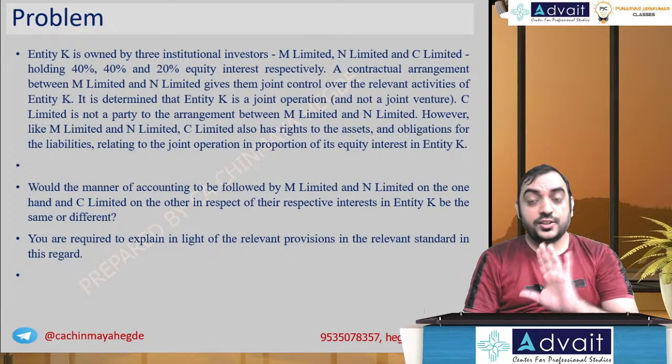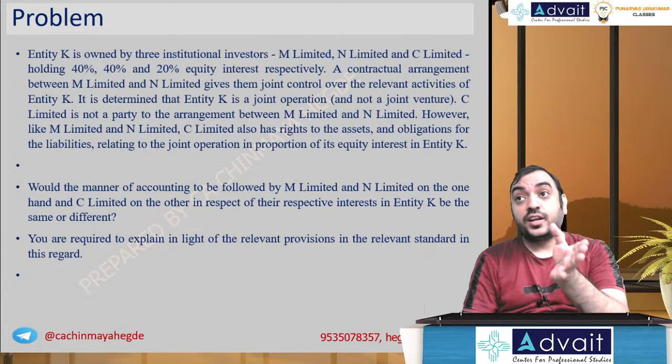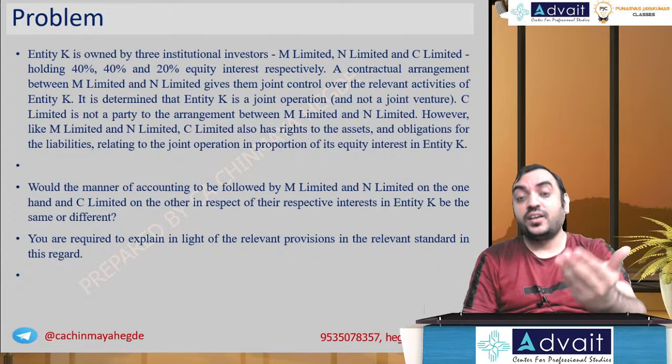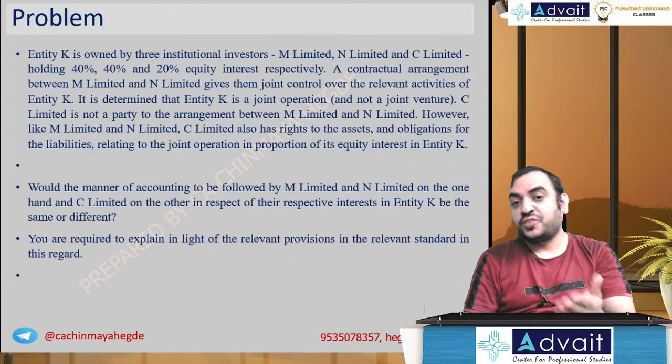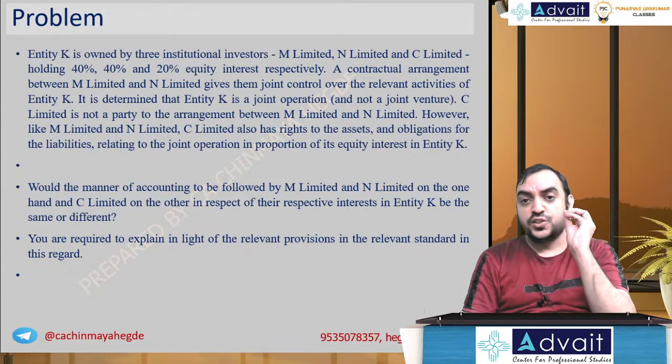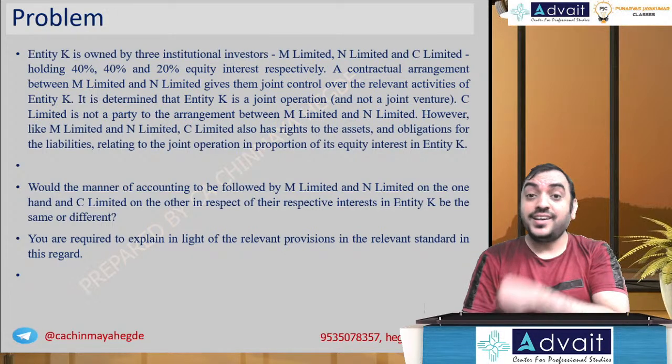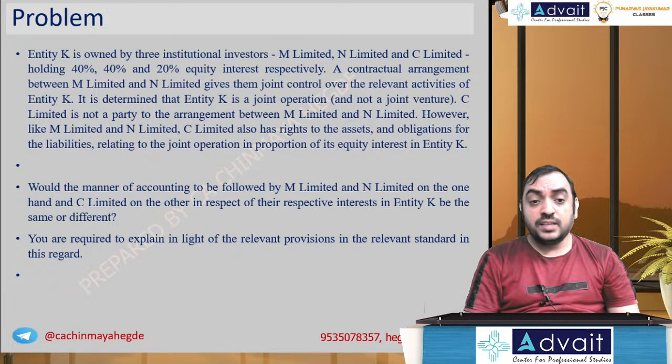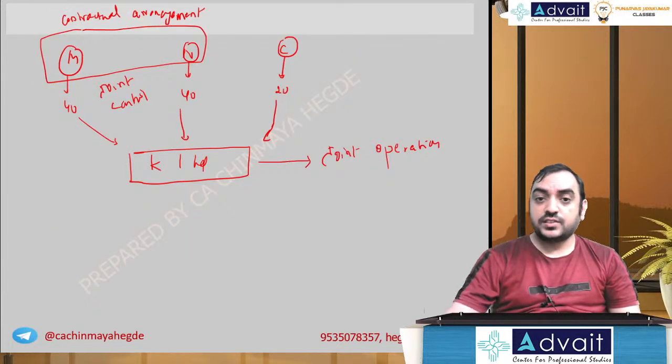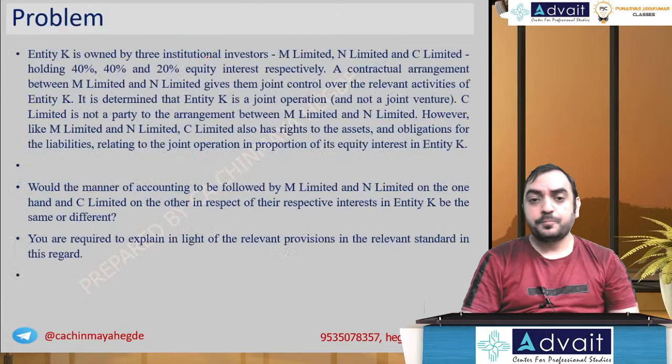That means no separate entity. We are lifting the corporate veil. We are going beyond form to substance over form. We are not going for the form, we are going for the substance. So it's not a joint venture, it's a joint operation. C Limited is not a party to the arrangement. Yes, C Limited is not a party between M and N.